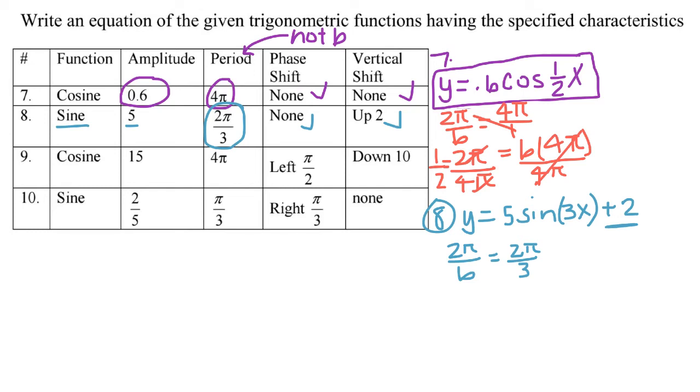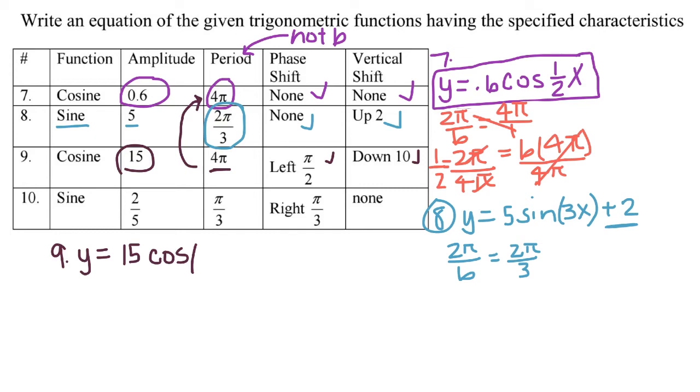Okay, so let's try number 9. And let's go through each step, because here we've got both things going on. We've got both a phase shift and we have a vertical shift. So for number 9, we know it's y equals cosine, let's see, amplitude of 15. So we have 15 cosine, and then my period is 4 pi, which is like what we had up here with number 7.